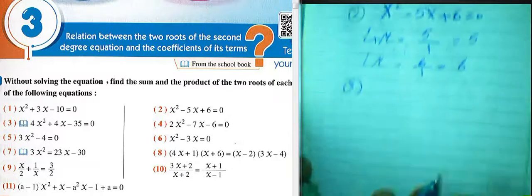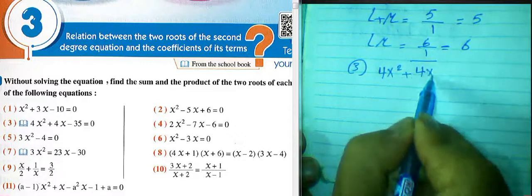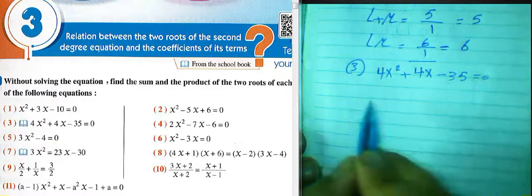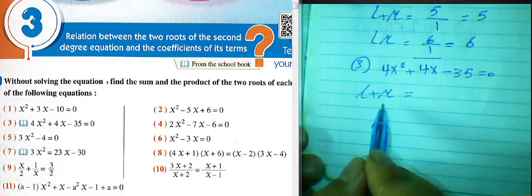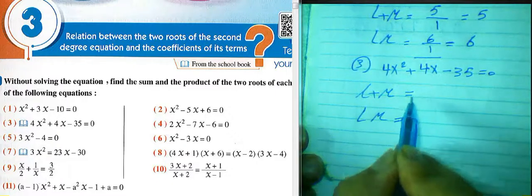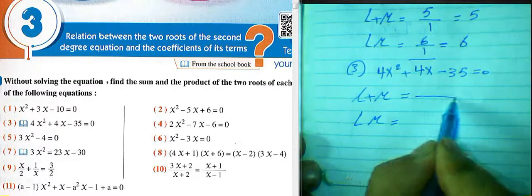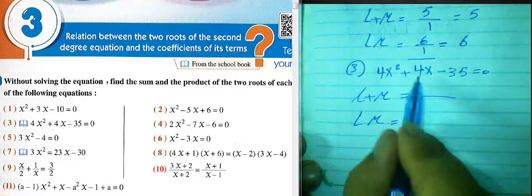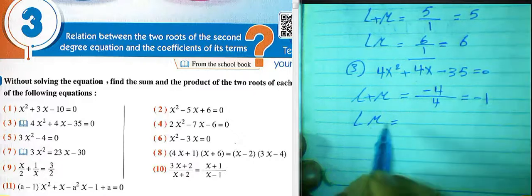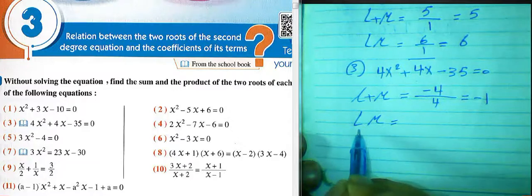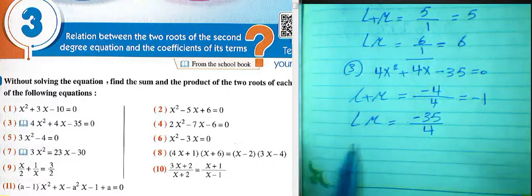Question number 3, 4x to power 2 plus 4x subtract 35 equals 0. We can find the summation L plus M, the sum of the two roots, and the product. For L plus M, the coefficient of x is 4, and we will convert this sign, negative 4 over 4, it will be negative 1. And the product of the two roots equals negative 35 over 4.